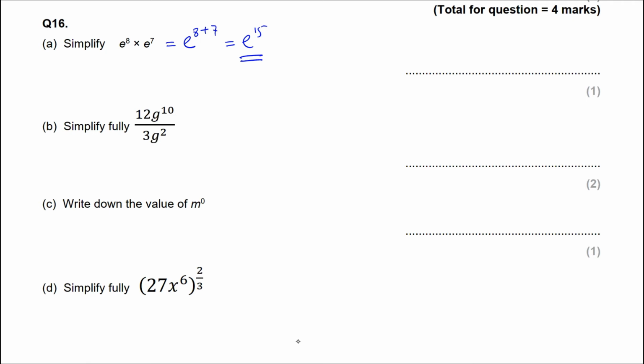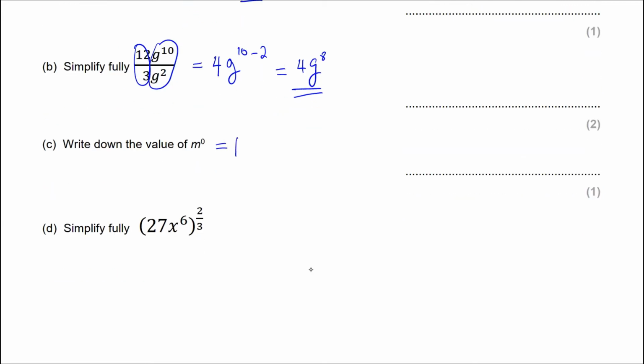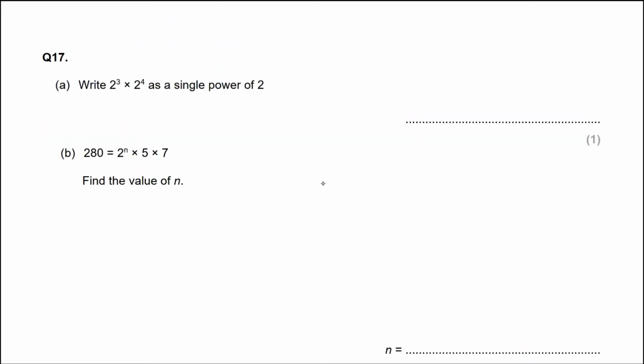Next question. We can just apply again laws of indices. I'll work out the numbers first. So 12 divided by 3, that will be 4. And then you'll have g to the power 10 minus 2. So that will be 4g to the power 8. And that's it. Anything to the power of 0 is 1. So that will just be equal to 1. And then the next question.